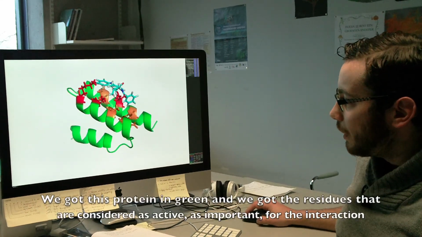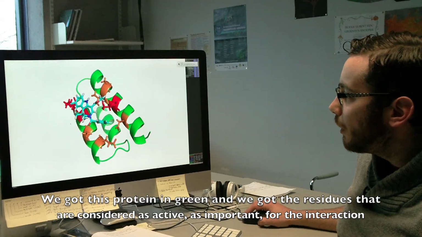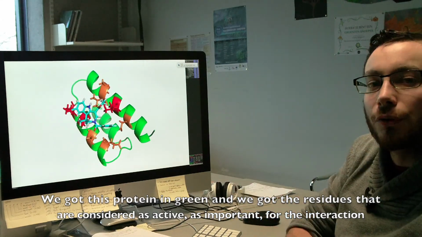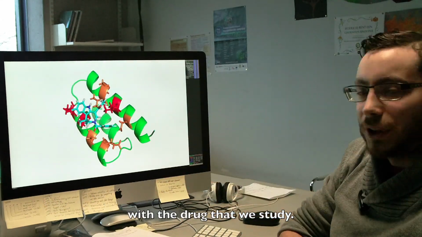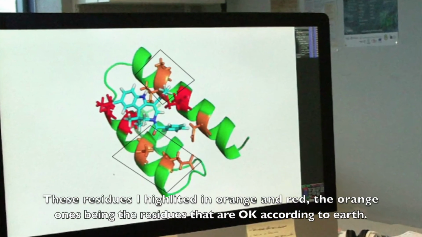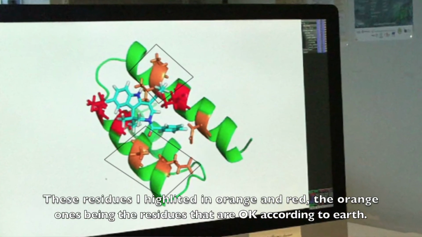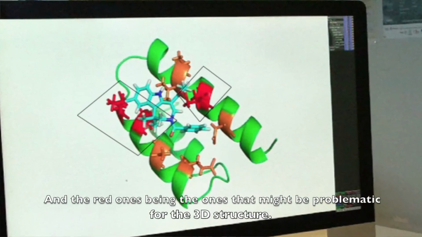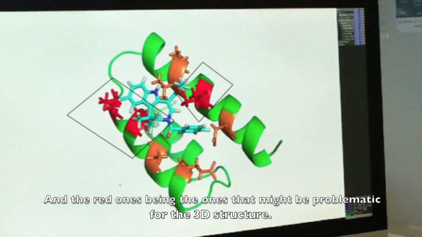So we got this protein in green, and we got also the residues that are considered as active, as important for the interaction with the drug we studied. These residues are highlighted in orange and red. The orange ones are the residues that are okay according to Earth, and the red ones are the residues that might be sort of problematic for the 3D structure.